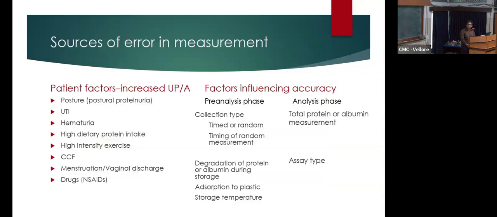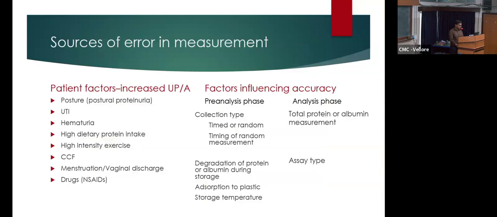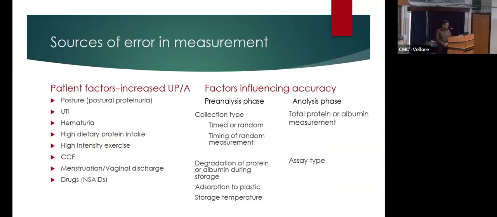So there are some errors in the measurement of proteinuria. If the patient has a long-standing posture, it can increase proteinuria. If the patient has UTI, hematuria, high dietary intake, high intensity exercise, congestive cardiac failure, or is menstruating, having vaginal discharge, or taking NSAIDs, it will falsely increase the proteinuria.